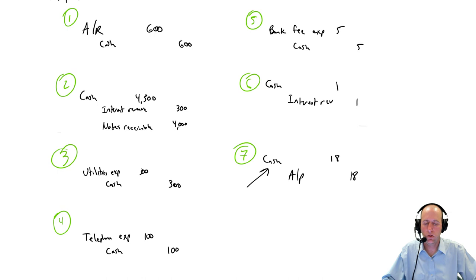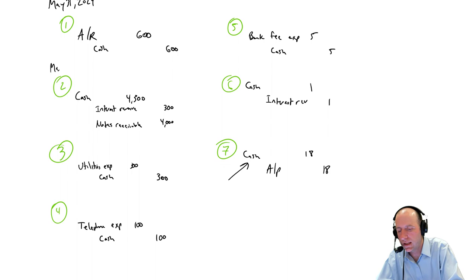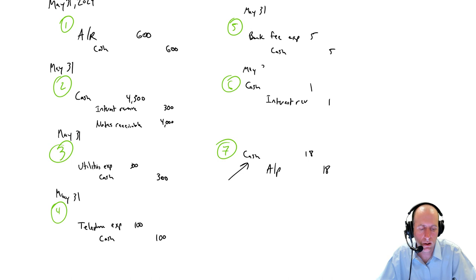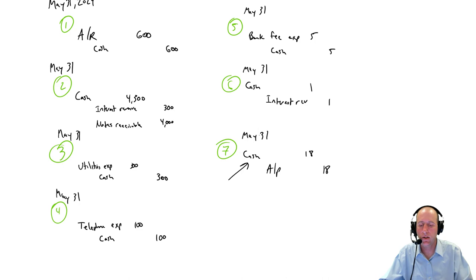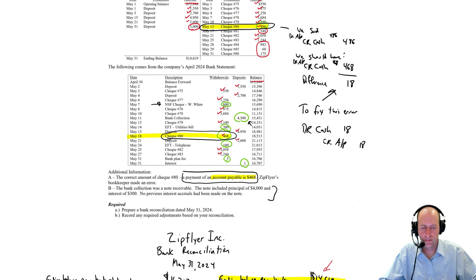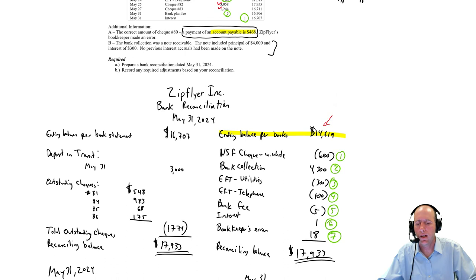And again, I'd probably want to see dates beside all of these. So May 31st, May 31st, May 31st, May 31st, May 31st, May 31st. And it wouldn't be wrong. In fact, it probably is more right to actually go back and figure out the date, like the day the guy passed the bad check. The NSF check, May 7th. It wouldn't be wrong to date that May 7th.